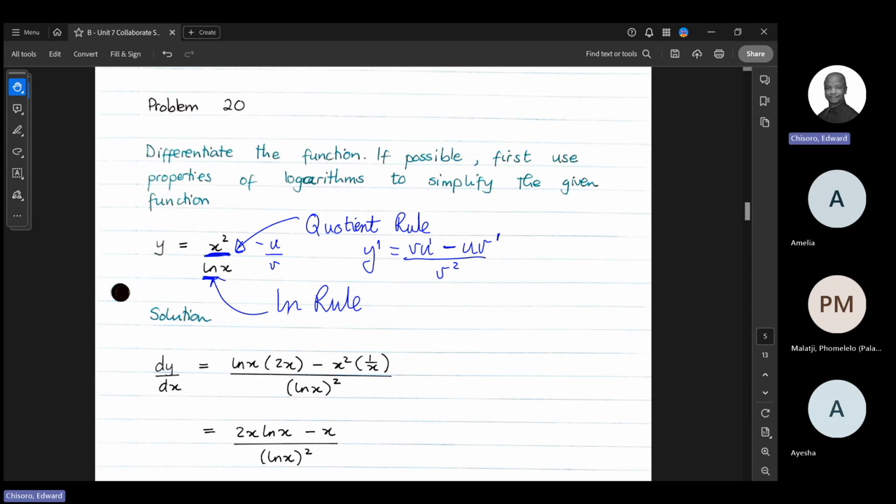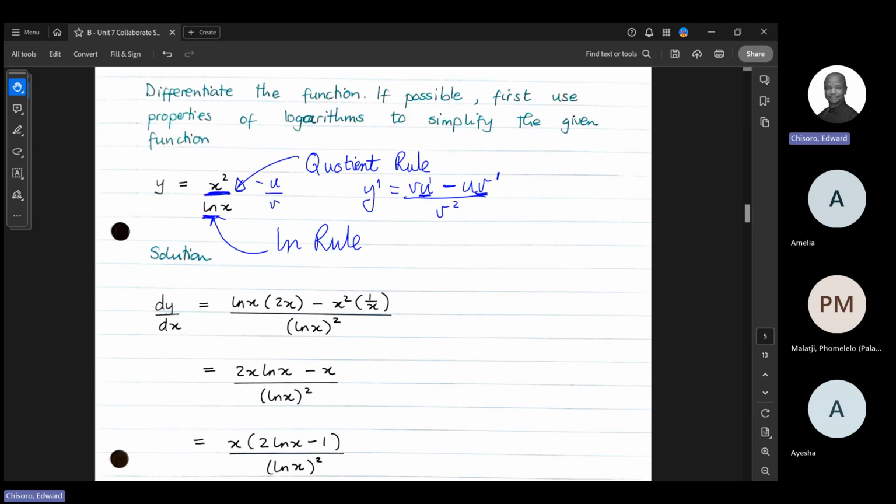So let's go ahead and do this. It's always important to remember your rules. You can even write it on the side for yourself, and then you calculate u prime, calculate v prime, and then you just substitute into your formula. But we'll do that now, step by step.